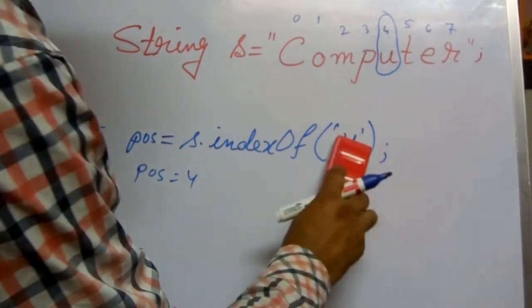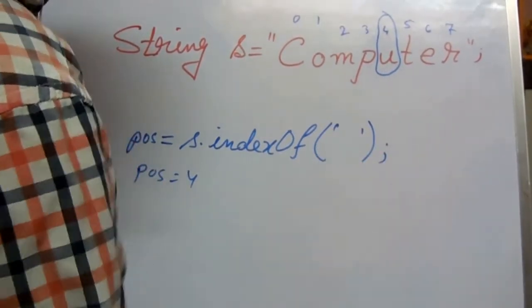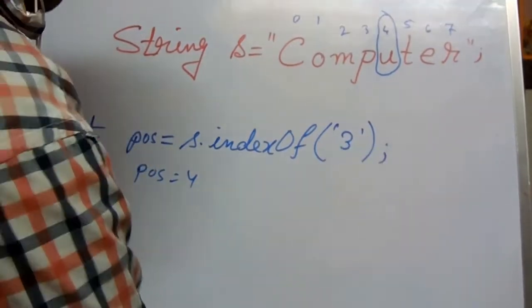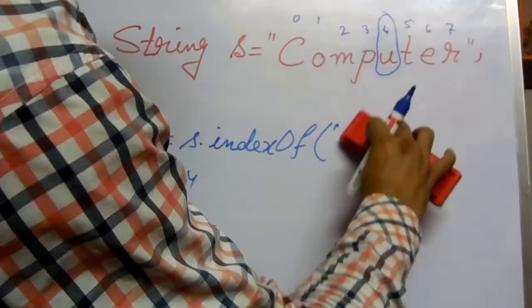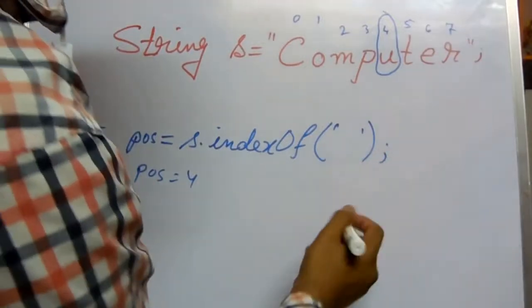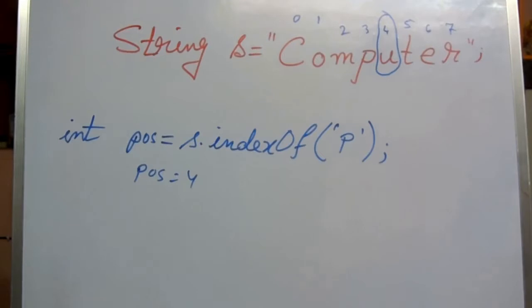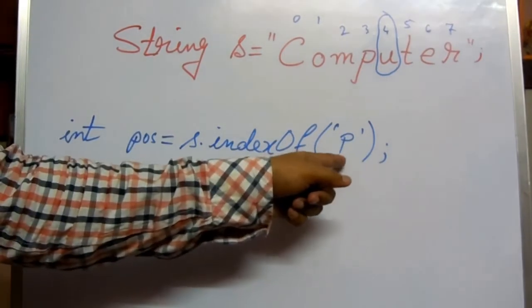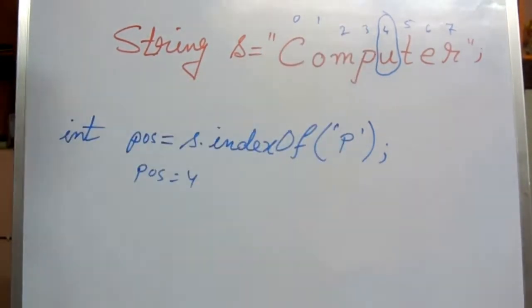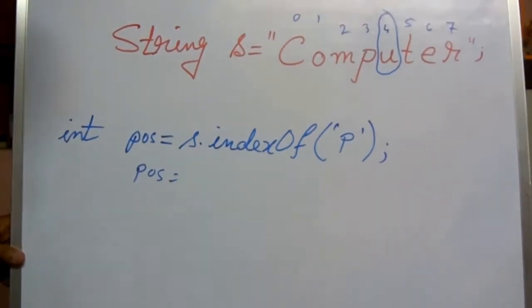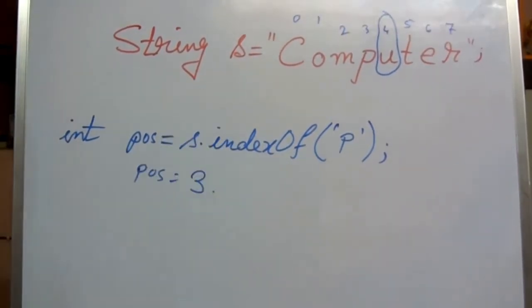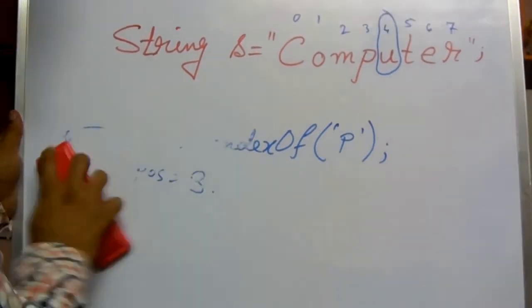Similarly, if you want to find the index of, suppose, small p, indexOf 'p'. What is the position of p? The position of p is 3. So the pos value will be 3. Got it? So this is the concept of the indexOf operator.